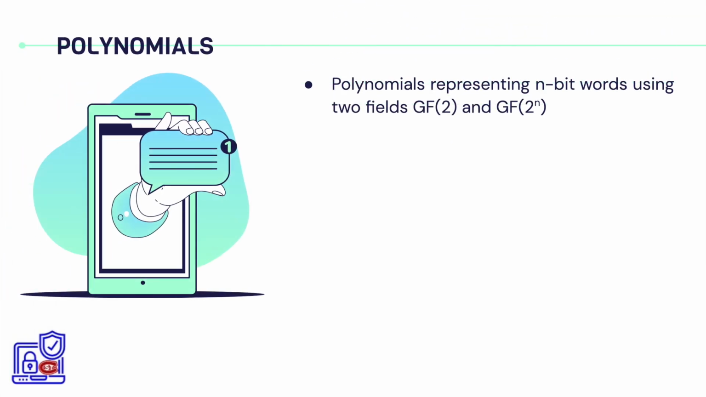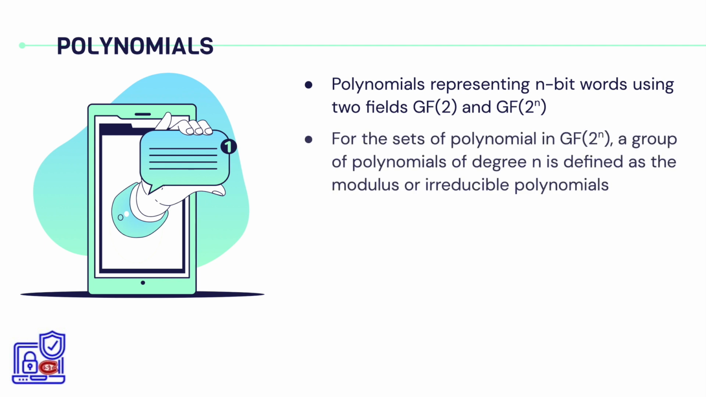Addition of two polynomials never creates a polynomial out of the set. However, multiplication of two polynomials may create a polynomial with degrees more than n-1. This means we need to divide the result by a modulus and keep only the remainder, as we did in modular arithmetic. For the sets of polynomials in GF(2^n), a polynomial of degree n is defined as the modulus.